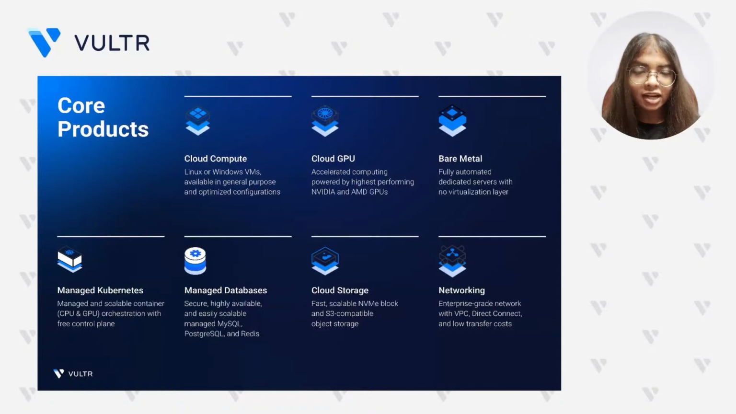On the other hand, with Vultr Object Storage, you get a fully S3 compatible solution, meaning you can continue using familiar tools like Boto3, AWS CLI, or your existing SDKs without changing a single line of code.